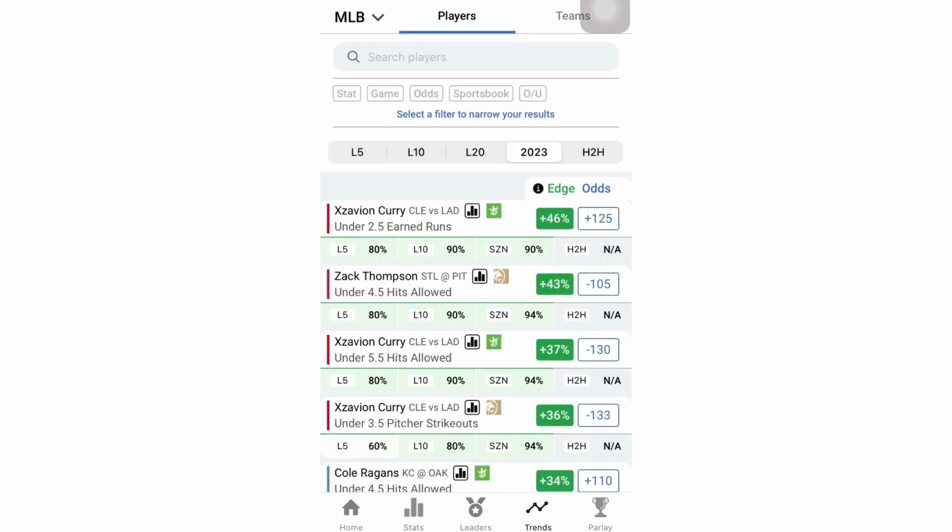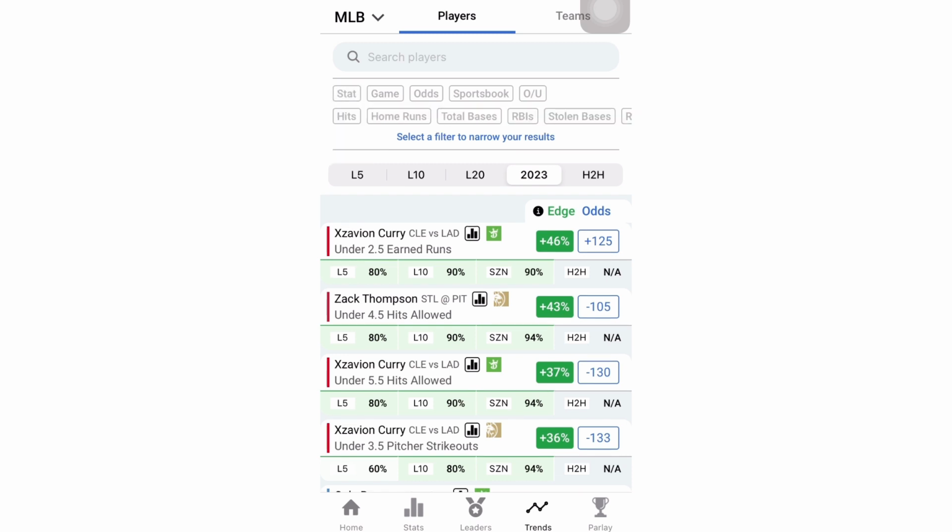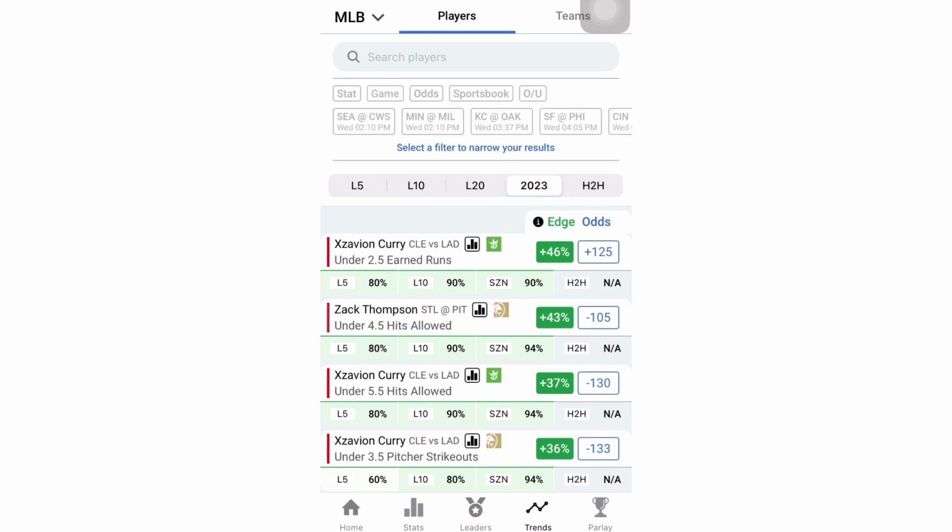So again, I think there is some value in that prop, but we're really trying to find props that have very, very good value and something that we were willing to put our money on further. So, another neat part of the trends page is, you can sort by specific stats. You can sort by specific games. If it's a game you're going to tune into, we can sort by props from games. We can sort by odds as well.